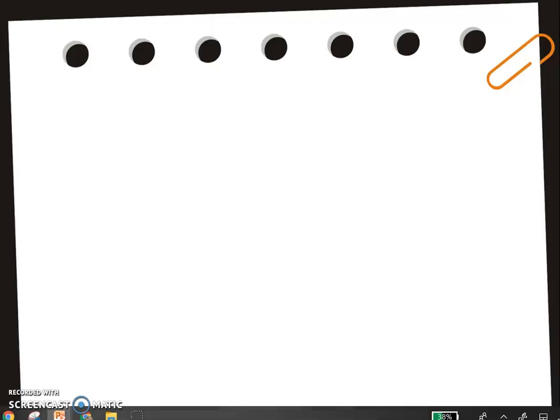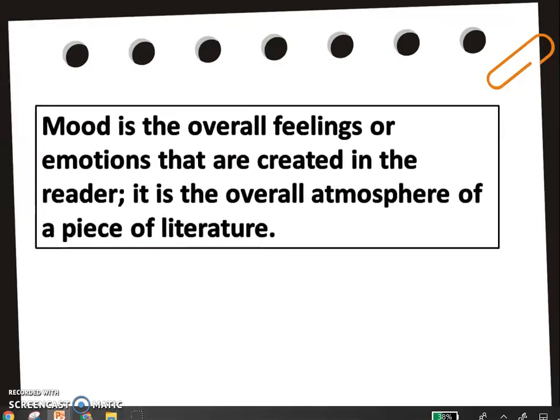Well, let's compare things. If I start reading a certain piece of writing, most probably it will create a certain mood in me. It makes me feel in a certain way. I can't avoid that feeling forced on me while reading stories, while reading essays. This is what we call the mood. The mood is the overall feelings or emotions that are created in the reader. We can compare it to the atmosphere. Atmosphere is mainly describing the place, the setting. Mood is describing the whole story.